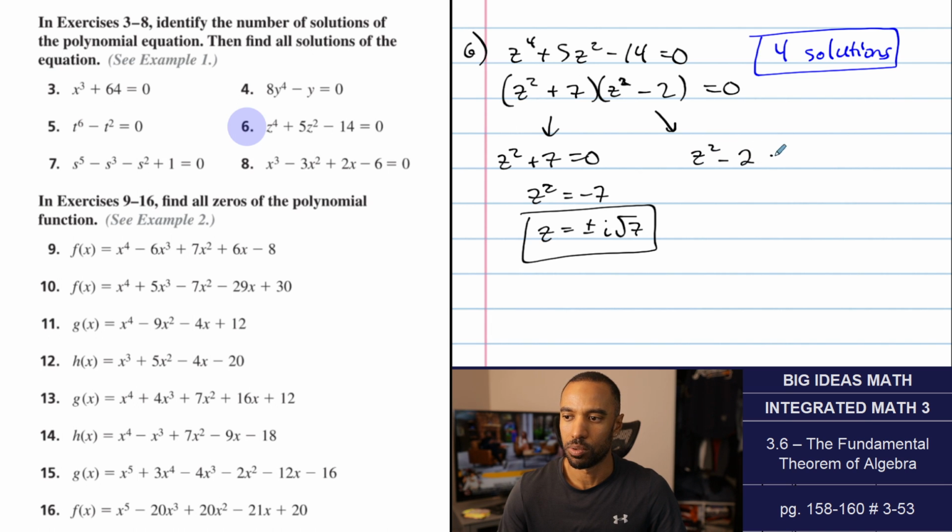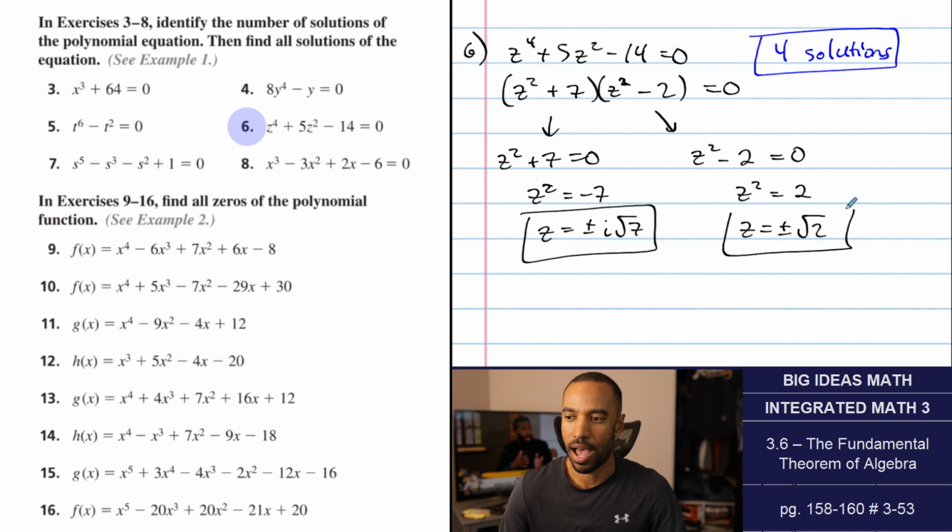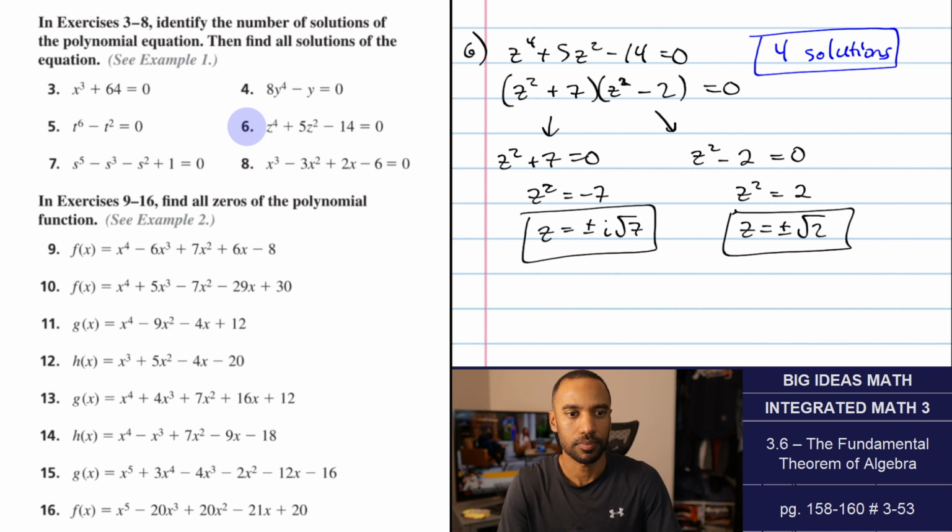z squared minus 2 equals 0. These will be real solutions, but irrational. z equals plus or minus square root of 2. No i. Just irrational, though. There are plus or minus. So 1, 2, 3, 4 total solutions, as we expected.